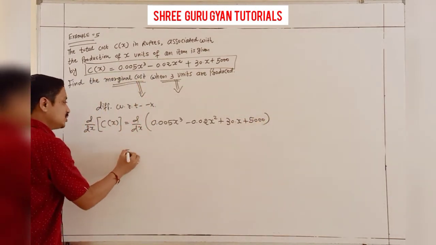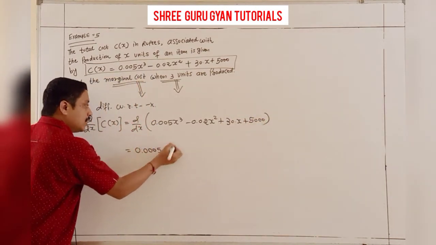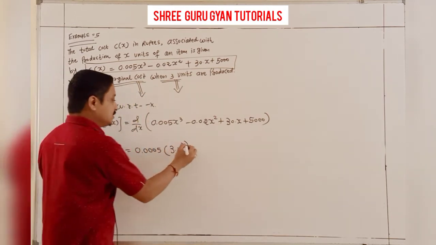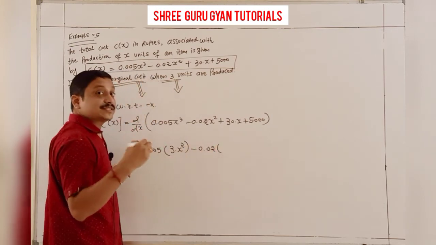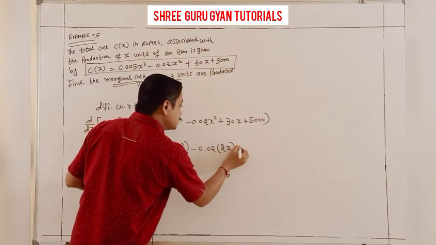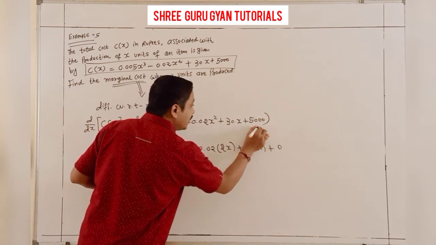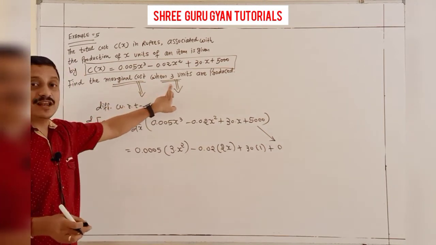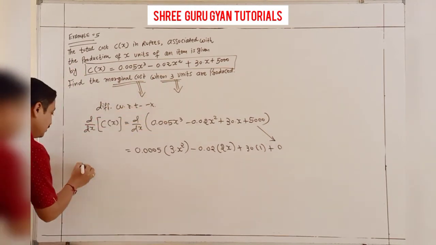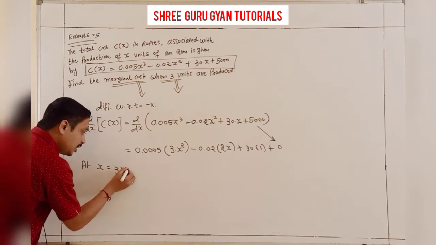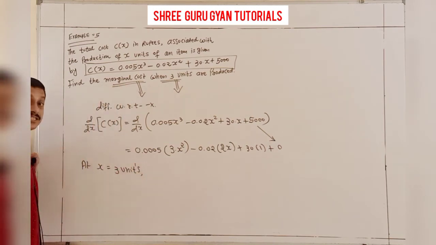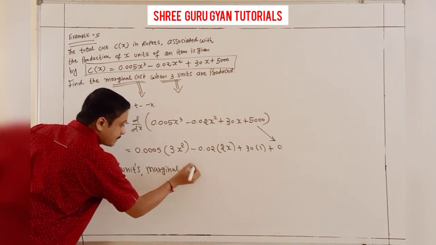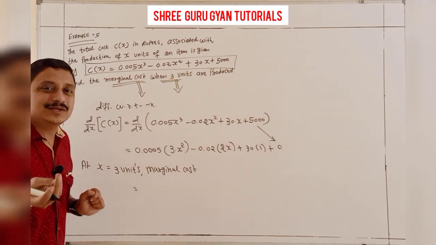Very easy. You take out the derivative properly. What is the x cube derivative? 3x square, minus 0.02 x square derivative 2x, 30x derivative 1, and 5000 is purely constant. Now read one more time: marginal cost when x is equal to 3 units means x is equal to 3 units. Only I just apply x equal to 3.